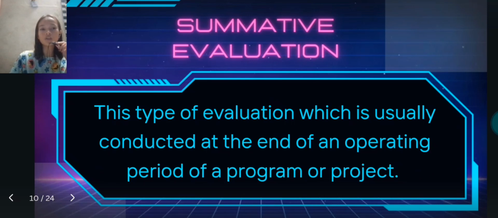Now let's have the summative evaluation. This type of evaluation is usually conducted at the end of an operating period of a program or project. While formative is still in the process of evaluating, summative is where we evaluate at the end of the operating period. It happens at the end of the program to see if it was successful and decide whether to keep using it or make changes. Both types of evaluation are important for giving feedback and making decisions about technology programs and projects.